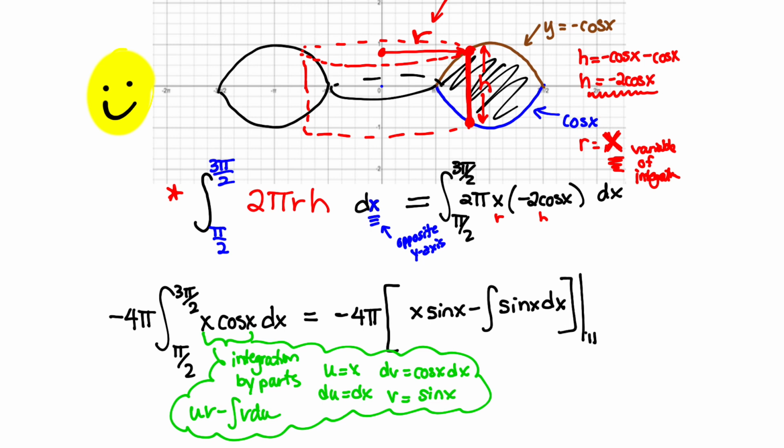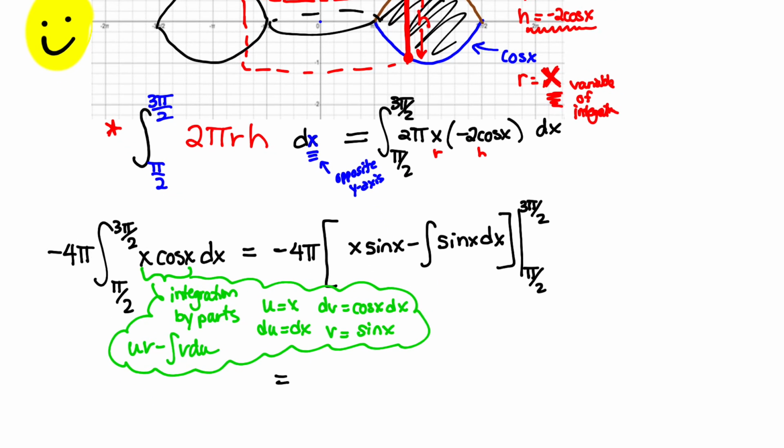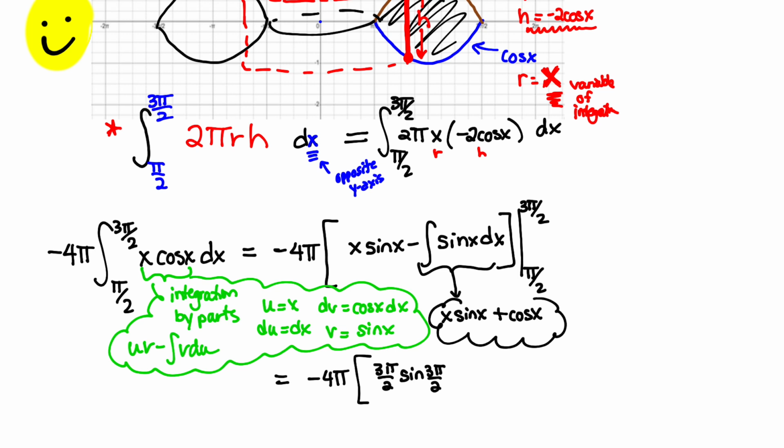Throwing our limits in, from pi over 2 to 3 pi over 2. So I got negative 4 pi times, let's see, 3 pi over 2 times the sine of 3 pi over 2. Whoa, Tina, you skipped an integration. Hang on. What's the antiderivative of minus sine x? I forgot to do that. Hang on. That's plus cosine x, because the derivative of cosine is minus sine. Yeah, I forgot that little piece right there. My apologies.